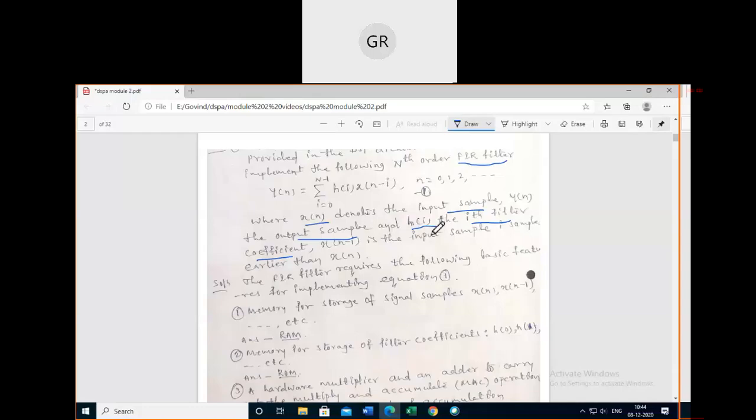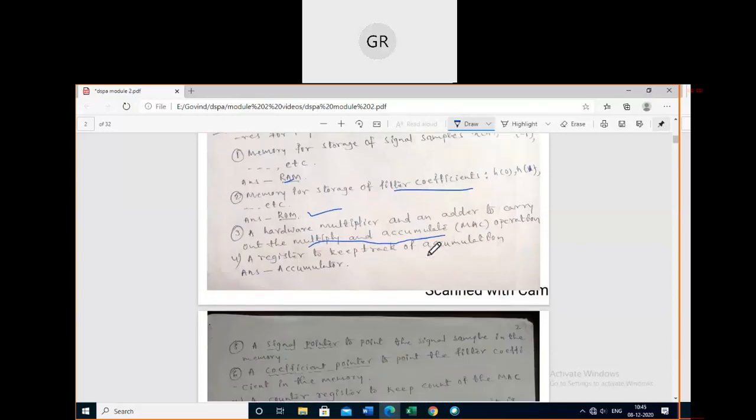ROM. Okay, a hardware multiplier and an adder to carry out the multiply and accumulate. Okay, here the multiplication, right? Multiplication and addition. For that, we use the MAC unit, multiplier and accumulate unit. Then a register to keep track of accumulation, that is we use the accumulator.